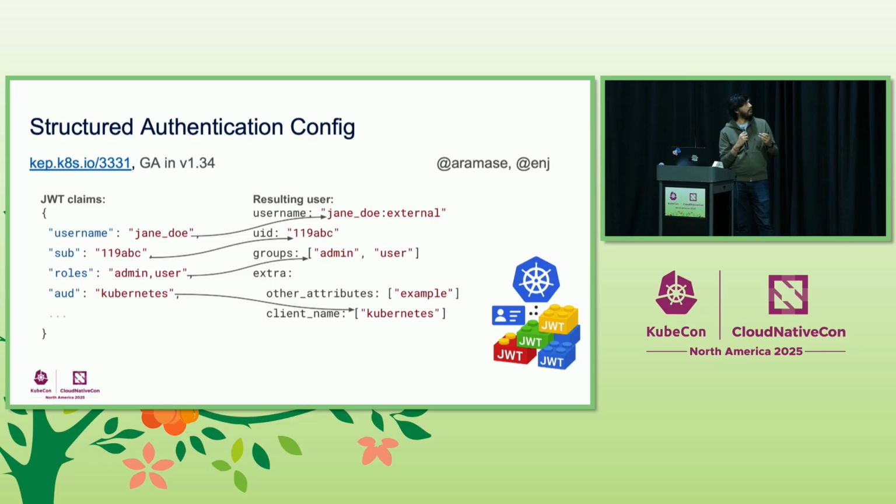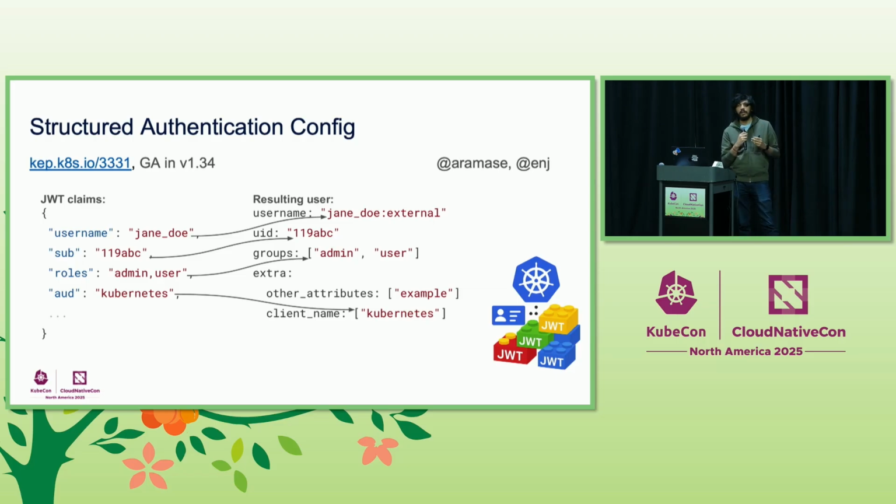And then we've also added CEL support, which means you can do more validations, so claim validations with the token. And you can also do user validation. So whatever final user info you get out of the authentication response, you can basically do validations with that. And you can also use CEL for claim mappings and all of those. So this feature is GA in 1.34.